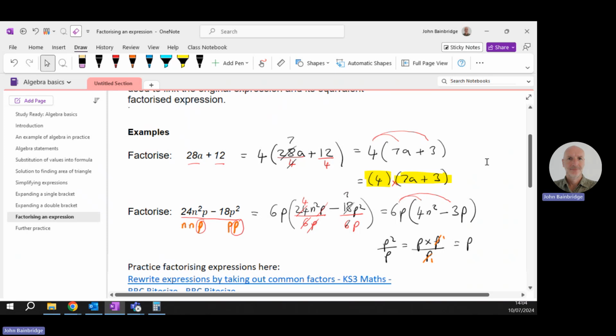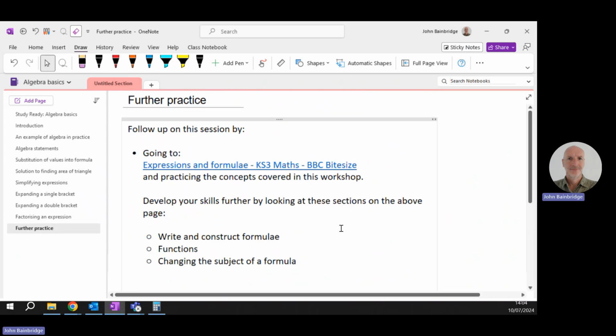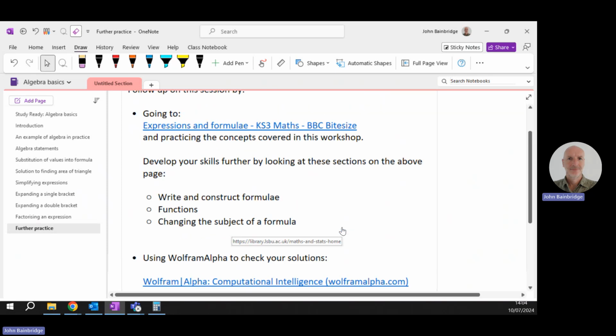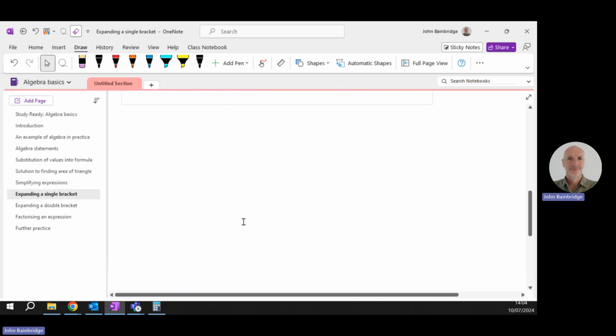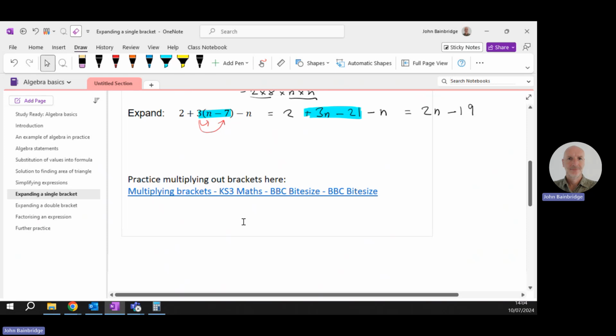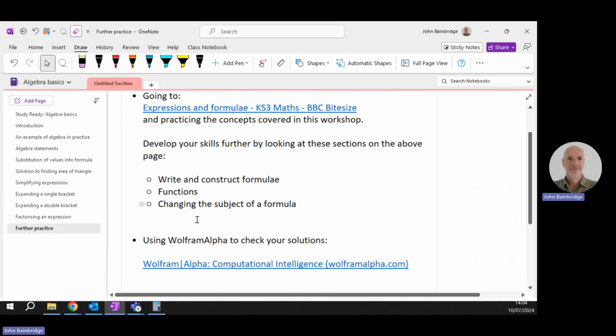So that brings me to the end of the material I'm going to cover in this session. If you want further practice, there are some links here on this final page. So I've basically gone through the same order that they do on BBC Bitesize. So you'll see through the different pages, the sections that I've gone through, I've put a link to the section that's relevant, and you can get some more practice on each of the bits I've done.